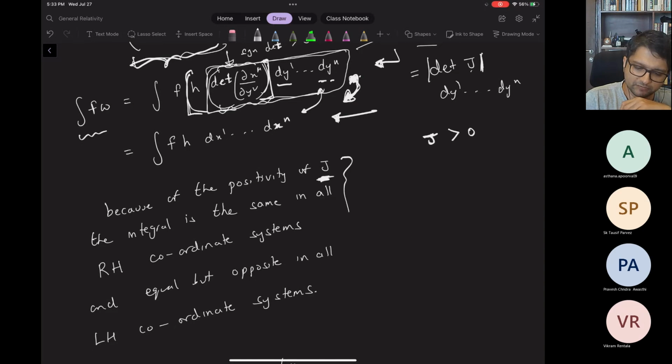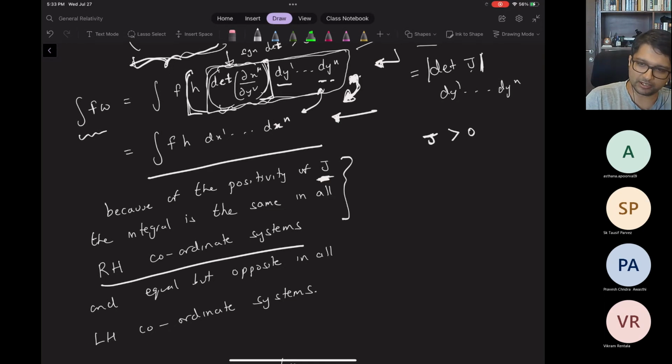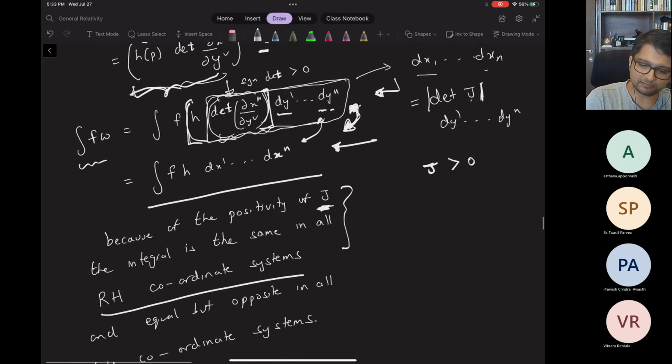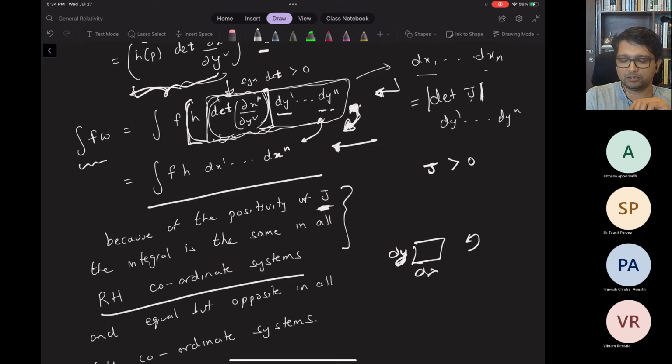So because of the positivity of J, this integral is the same in all right-handed coordinate systems. In all right-handed coordinate systems, you will get the same result for the integration. If I switch to a left-handed coordinate system, I would get an extra minus sign. So it's like doing an integration over dx dy with a positive orientation for the area element versus a negative orientation for the area element. I will only get one or the other. But once I fix the orientation, any change of coordinates, as long as I make the change of coordinates in such a way that I preserve the orientation, I will always get the same result for the integration. Is this clear?